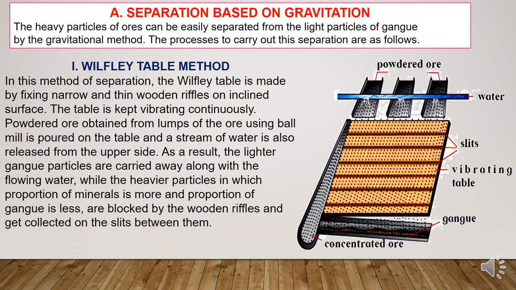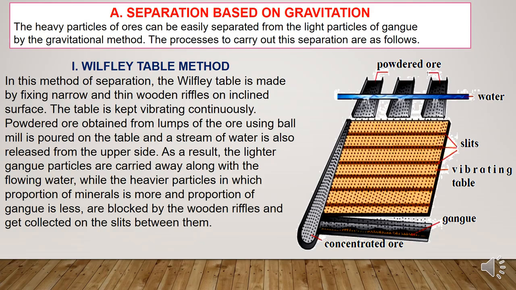Wilfley table method. In this method of separation, the Wilfley table is made by fixing narrow and thin wooden riffles on an inclined surface. Here you can see this inclined surface, a slightly tilted surface, which is made with thin wooden riffles. The table is kept vibrating continuously. It keeps shaking, slowly moving, vibrating continuously.